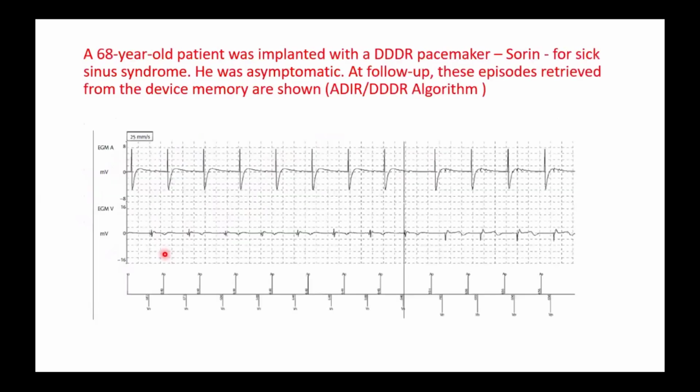This explains this interrogation of a patient implanted with a dual chamber pacemaker. We notice here A pacing, V sensing, A pacing, V sensing, but at a very long PR interval. So this automatically switches to DDD mode.